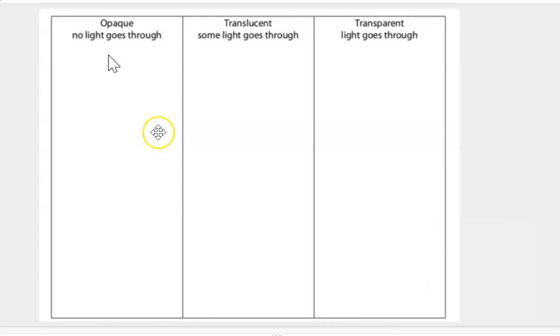And we would like you to find examples of objects in your house. You'll need a flashlight. Hold light up to them with your parents' permission, of course. And take pictures or make a video and tell us some objects you found that are opaque, no light goes through it, translucent, some light goes through them, and transparent, light can go through them.